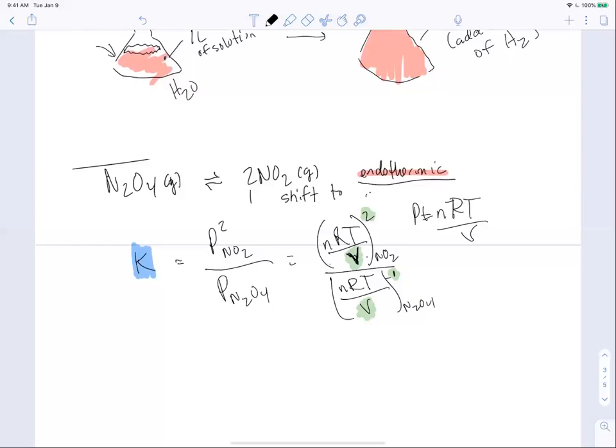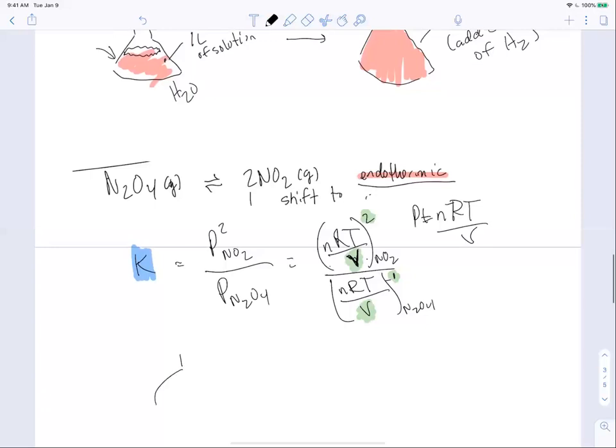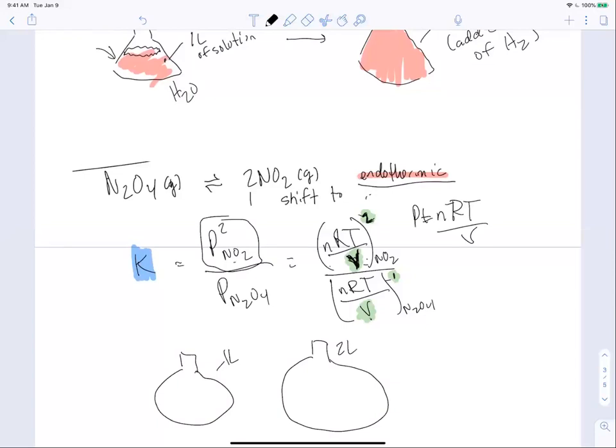So as the volume of my container increases, let's say from 1 liter to 2 liters, the way that the reactant itself or the product itself is going to experience it is going to be dictated by whatever this term is. So for NO2, it's experiencing the volume expansion as a square here. And so this top number is going to get smaller faster than the bottom number is going to get smaller.